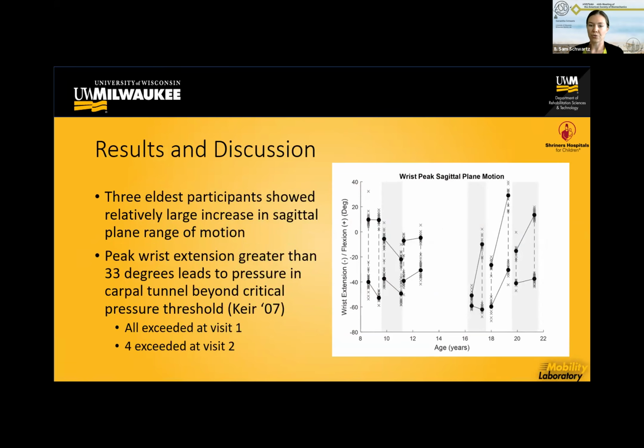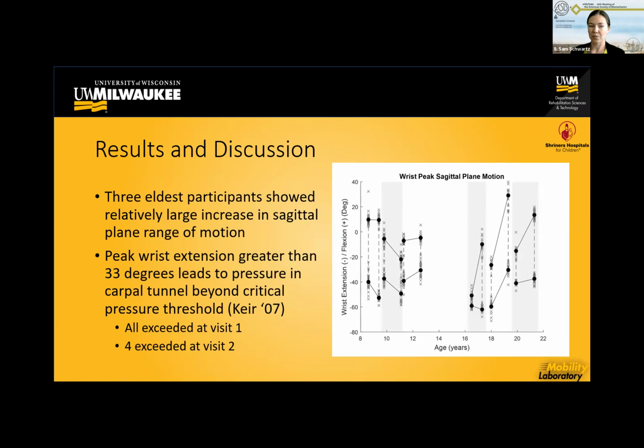The figure to the right here shows the wrist peak sagittal plane motions. So we have flexion as the positive direction and extension as the negative direction here. The black dots represent the maximum values of either flexion or extension averaged for each participant at each visit. The gray dotted lines connecting the top and bottom represent the range of motion for that participant at that visit. And then the solid black lines connecting the two dots represent the change between visits for each participant.